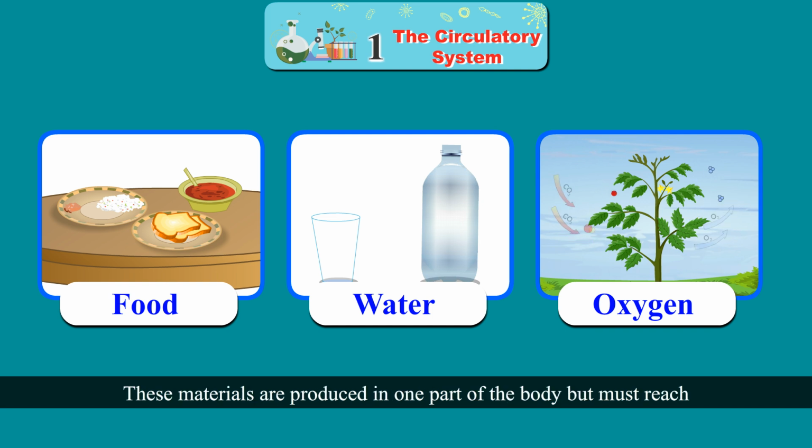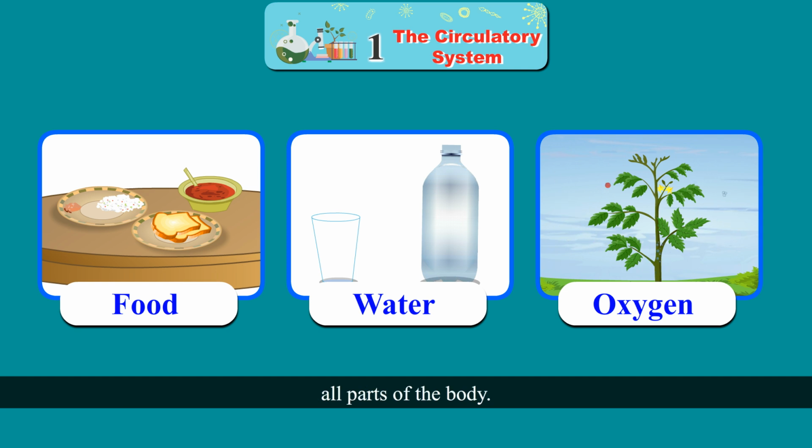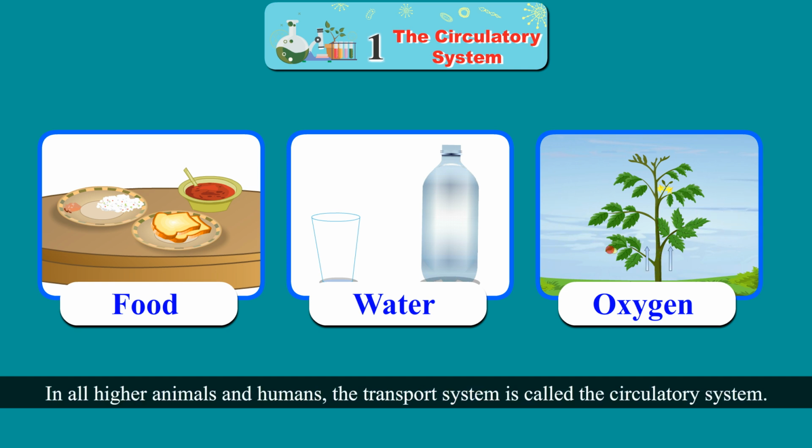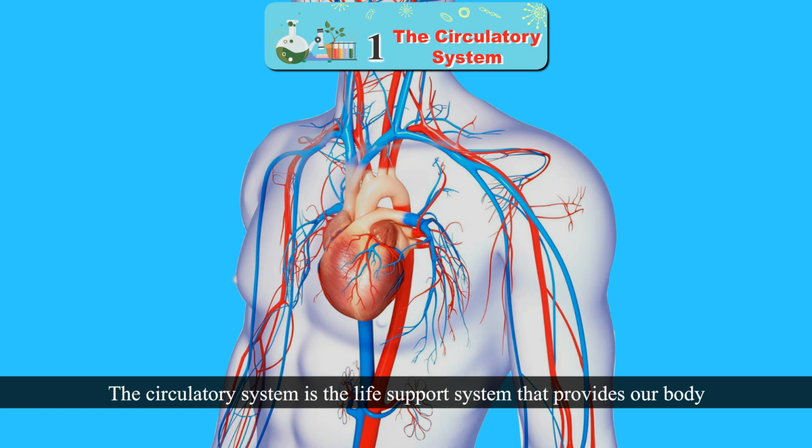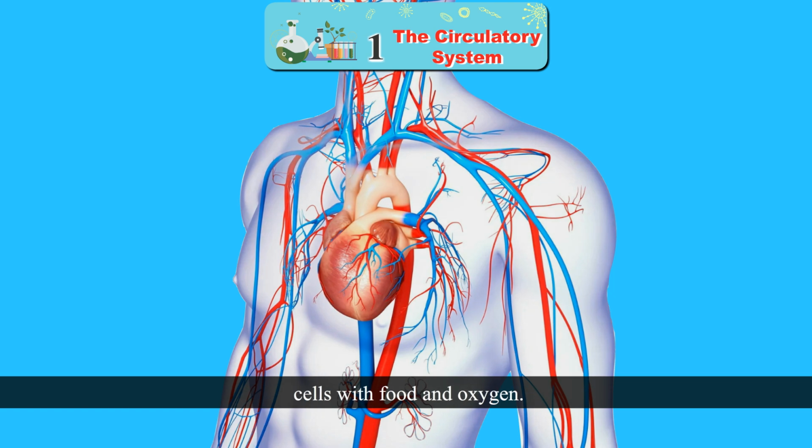These materials are produced in one part of the body, but must reach all parts of the body. In all higher animals and humans, the transport system is called the circulatory system. The circulatory system is the life support system that provides our body cells with food and oxygen. It takes away waste products from all parts of the body.